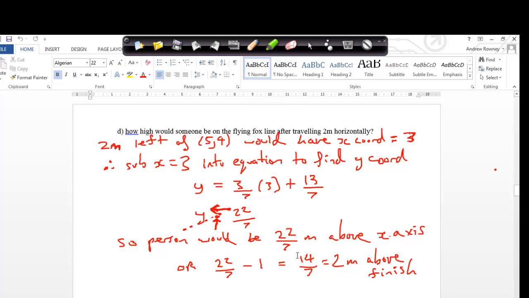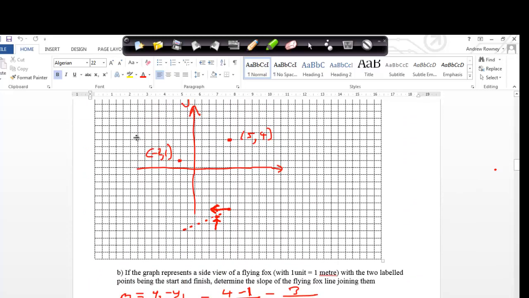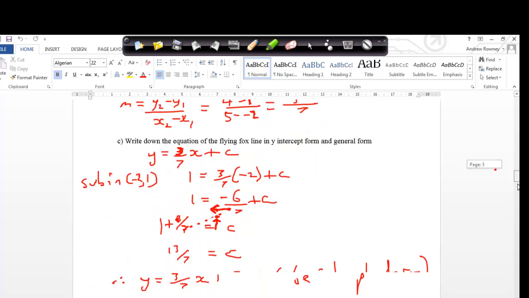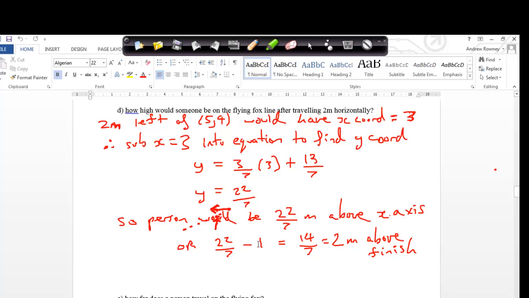To work out how high above the finish line, you need to take off 1, because the finishing line is a meter above the ground. So you have to take off 1, because that gives you the height from the x-axis. If you take that off, it will give you the height from the finishing point. So 22/7 take 1 is 15/7... which is 2 meters. So it's actually 2 meters above the finishing line.